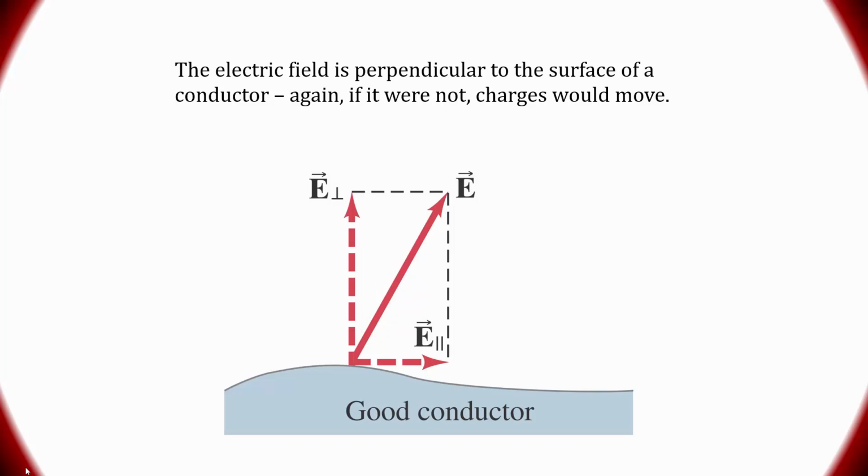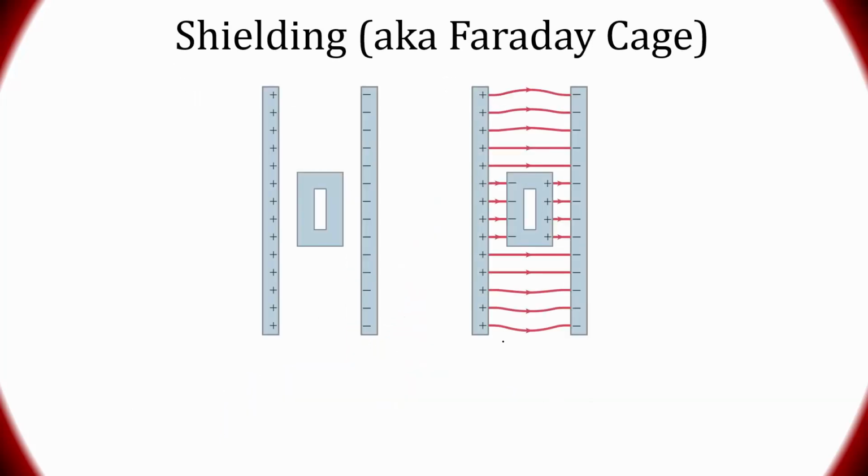Now, these simple ideas have some interesting applications. One is known as a Faraday cage, or in general you could just call it electromagnetic shielding. And to look at this idea, let's say we have a box. We're only showing a cross section of it here, but say this is a complete metal box, hollow cube kind of thing, and we put it in between two charged plates.